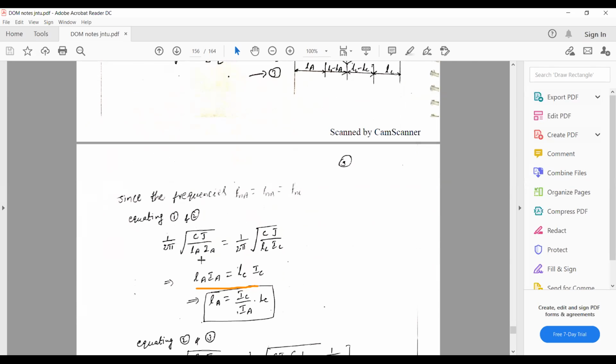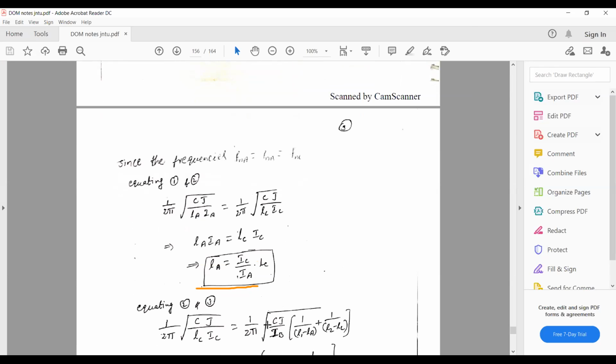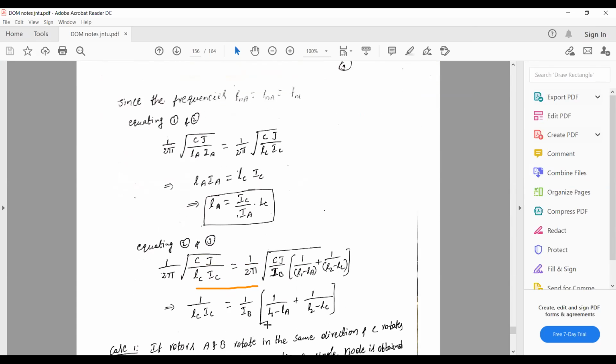When you equate them, 1 by 2 pi into square root of Cj by LAIA equals 1 by 2 pi into square root of Cj by LCIC. The common terms cancel here. Then the remaining terms are LAIA equals LCIC. So LA equals IC by IA into LC. So that is one relation we have achieved.